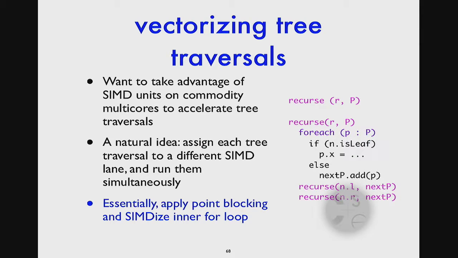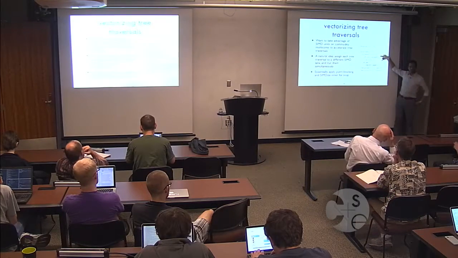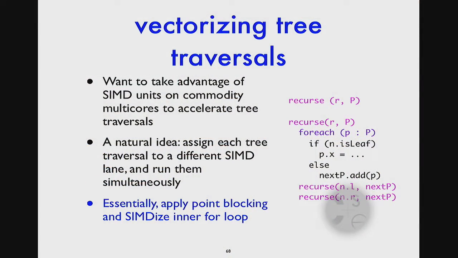But here's the point blocked program. I applied point blocking to our code. And what's interesting is that this loop here is a dense loop. For each point in some little vector of points, do some work here. So this is a dense loop that could be amenable to vectorization. So here's a pretty natural idea. I'm just going to assign each of those traversals to a different SIMD lane and run them simultaneously. I'm going to vectorize that loop. And that seems like it should work pretty well.